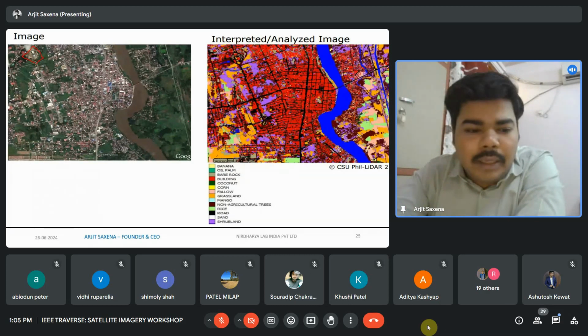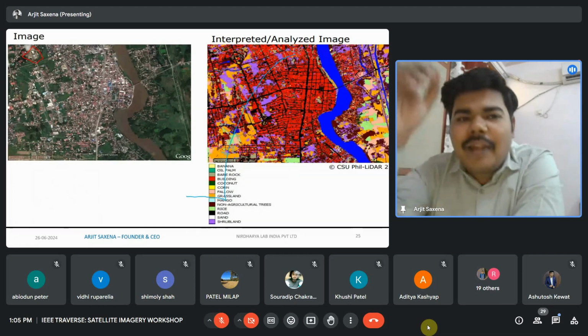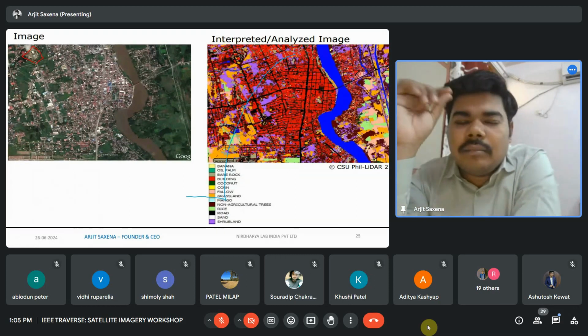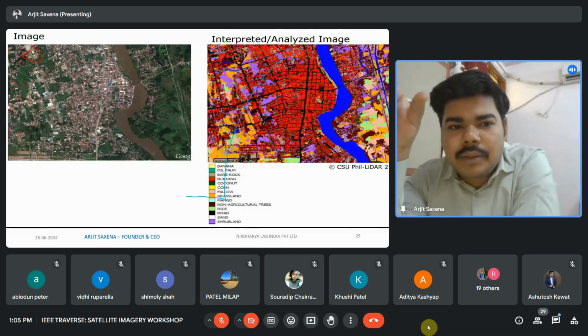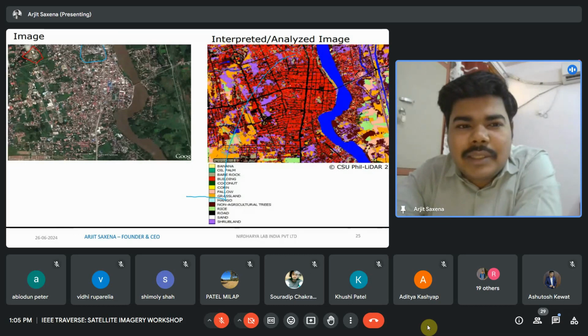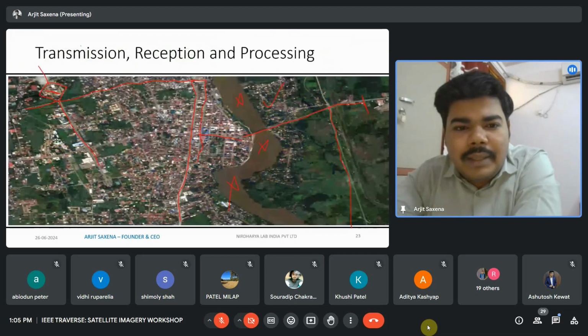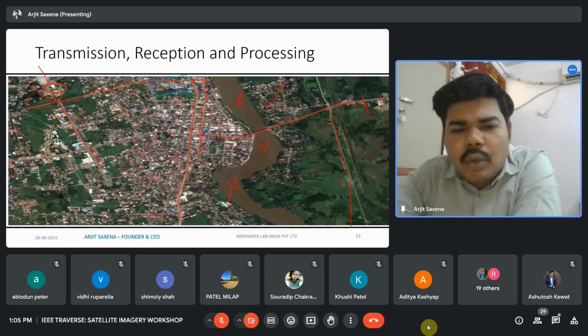Let me change the pan. This particular color is light orange. This light orange color gives you an idea that the size of the houses is small in this particular region. If you see over here, the sizes of the houses are very small, but the sizes over here are quite good.